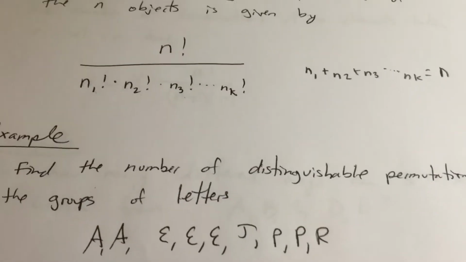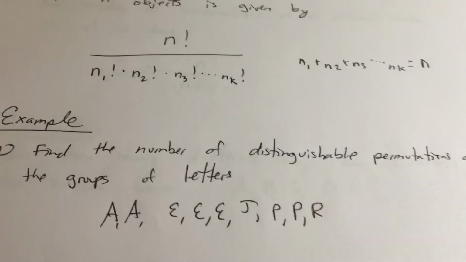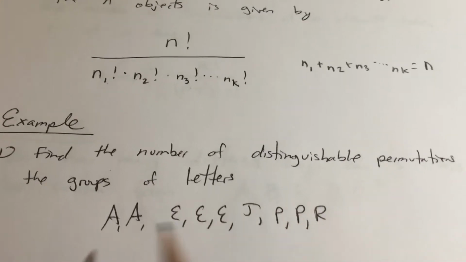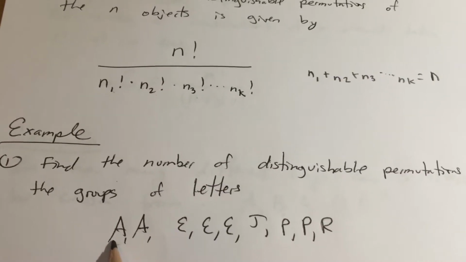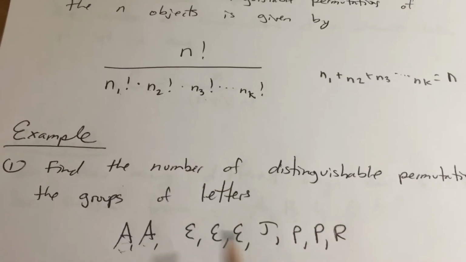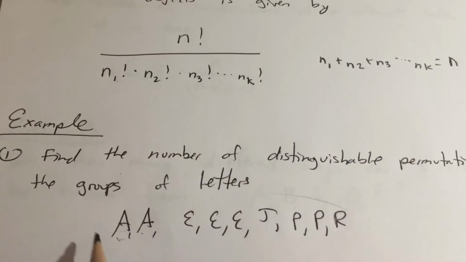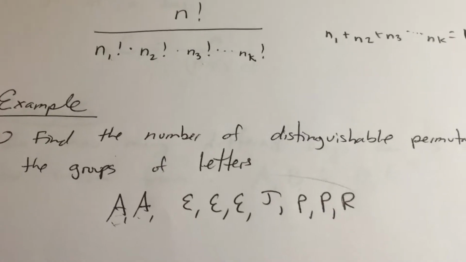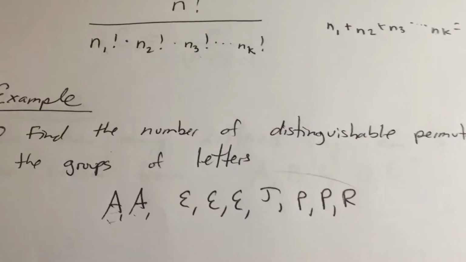So again, this example is find the number of distinguishable permutations of the groups of letters AA, EEE, J, PP, R. So notice that A repeats twice. So if I make A be the first letter, A could also be the second letter, right? And so I might have this set of letters be in this order more than once, and I don't want that to repeat. So distinguishable permutations means that you only see that pattern once.